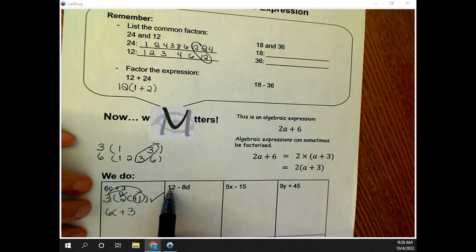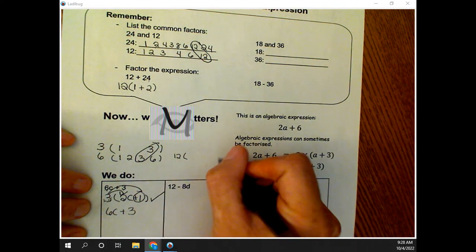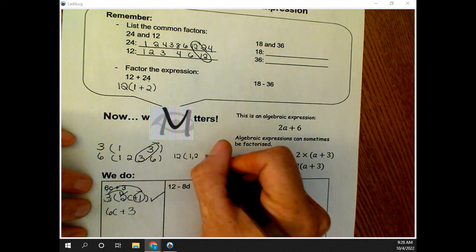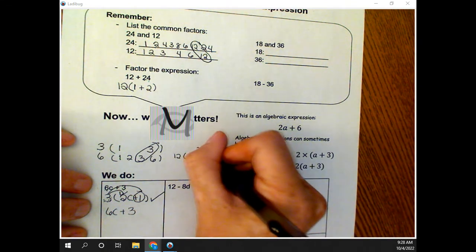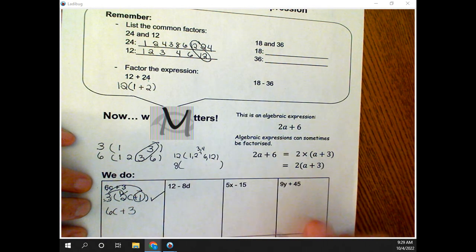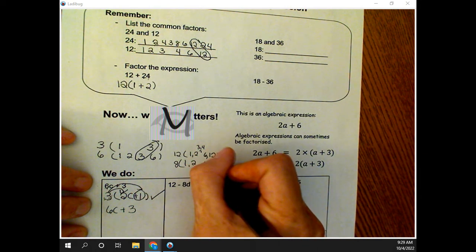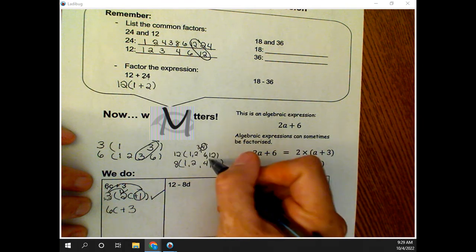All right. So I'm looking at 12. What can go into 12? I've got 1 times 12. I've got 2 times 6. And what else do I have? I've got 3 times 4. Now let's go down here and look at 8. What can I multiply for my 8s? I've got 1 and 8. I've got 2 and 4. And that's pretty much all I can do. So what is my greatest common factor between these? 4. So I've got my 4 here and my 4 here.